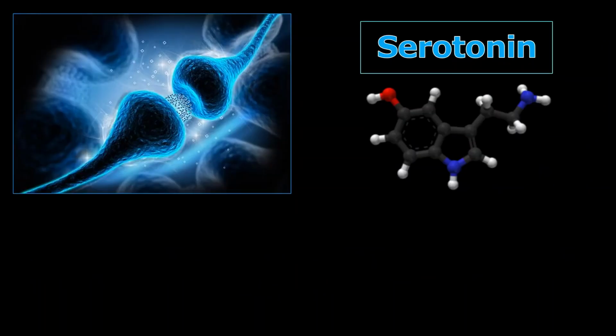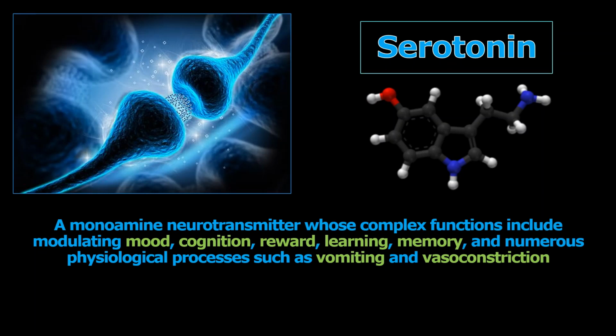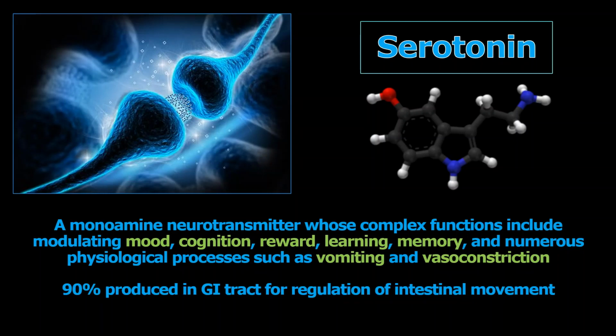Serotonin, another one that has to do with broad regulation of behavior and mood. So this is a neurotransmitter with a lot of complex functions, but learning, reward, memory, and cognition are things associated with serotonin, as well as some other things like vomiting and vasoconstriction, that is squeezing of the blood vessels. Interestingly enough, 90% of serotonin is not produced in the brain, it's produced in the GI tract where it regulates intestinal movements. One of those little side notes that pops up on standardized exams sometimes and gets people, but it is true.